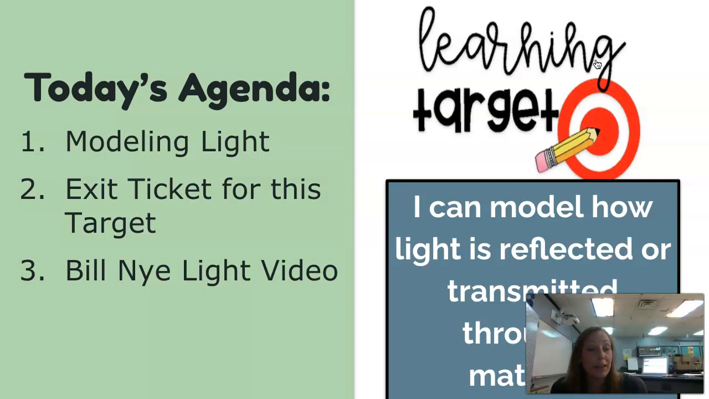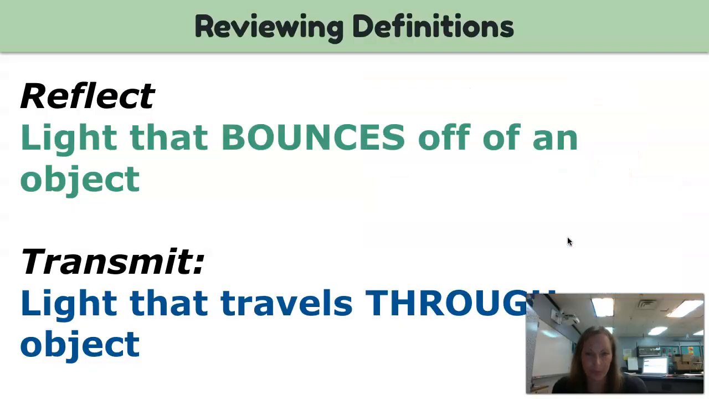So our learning target that we're working on is I can model how light is reflected or transmitted through a material. And today we're going to focus on that modeling part. How do we show it in our drawings that light has been reflected and transmitted? So just reviewing some definitions here. Reflect means that light is bouncing off of an object, and transmit means that light is traveling through that object.